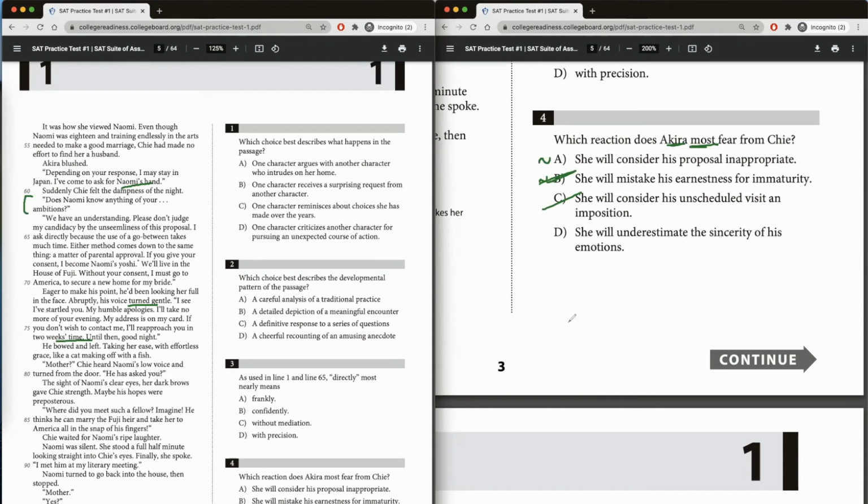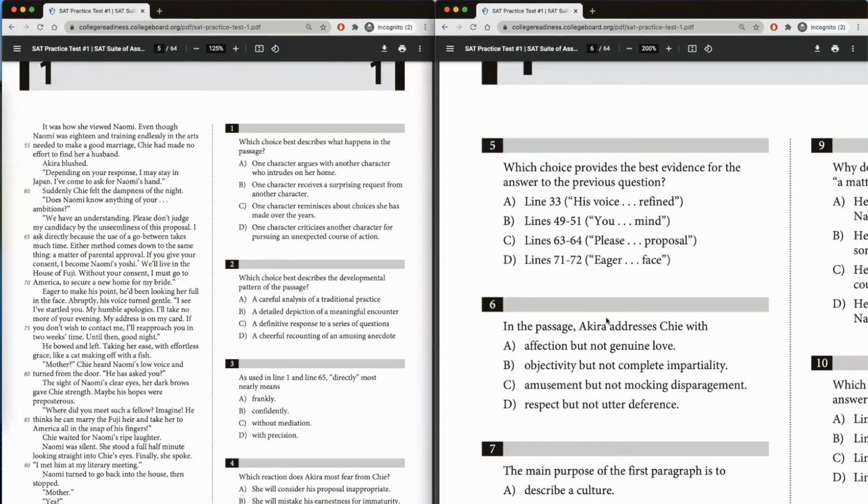So, there was never anything about the sincerity of his emotions. So the closest thing we have is the fact that what keeps coming up, which is the parental approval, like having a go-between. So we're going to go with that. And then, all right, I have to clear it. Okay, so then that brings us to number 5.